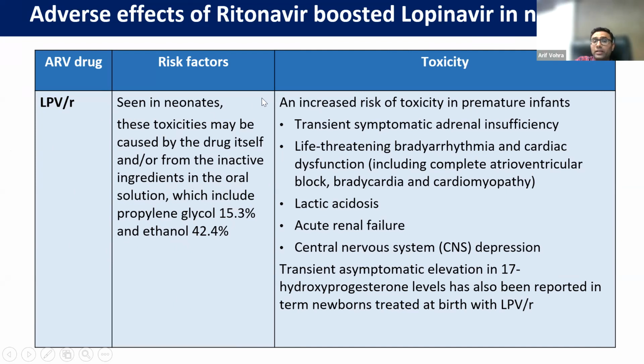And lopinavir and ritonavir also lead to asymptomatic elevation of 17-hydroxyprogesterone.